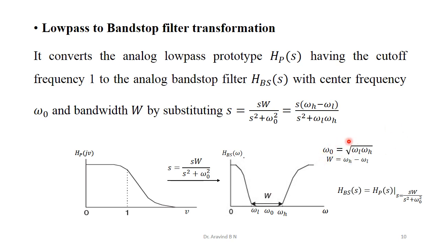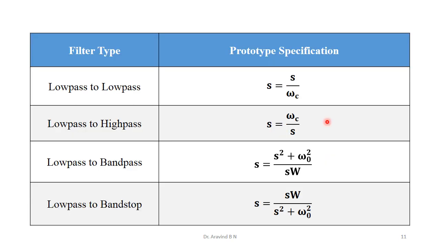By substituting these values in this representation, we get S into omega H minus omega L divided by S square plus omega L omega H. So this is a concise representation of all the 4 filter transformations. This is what for problem solving we are going to make use of. So this is what you need to remember always.